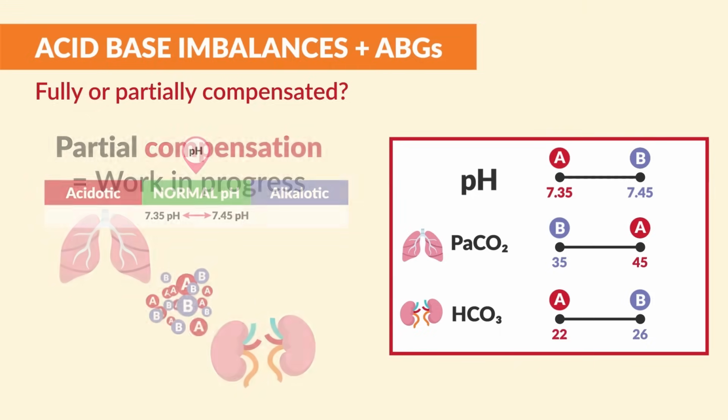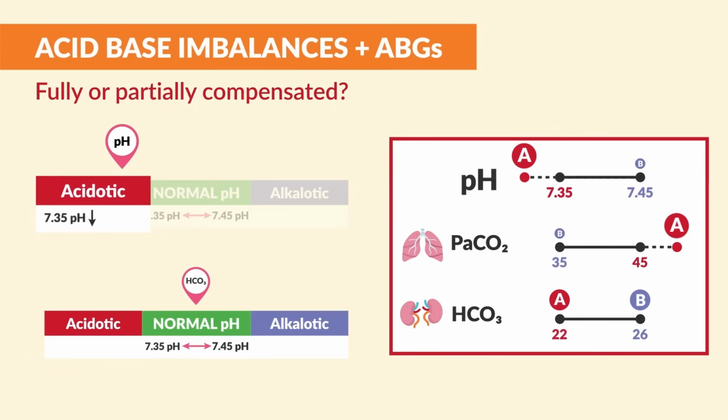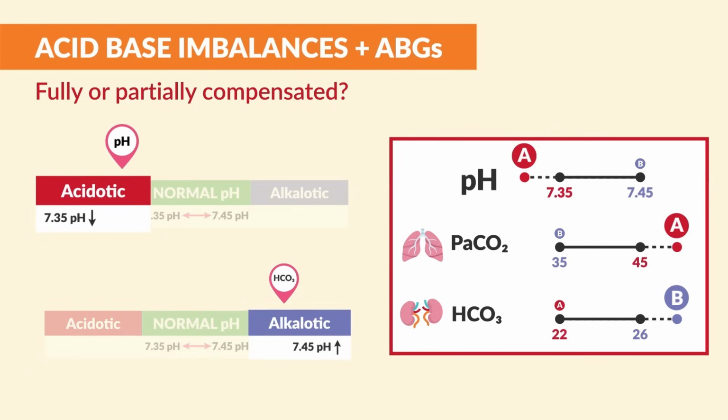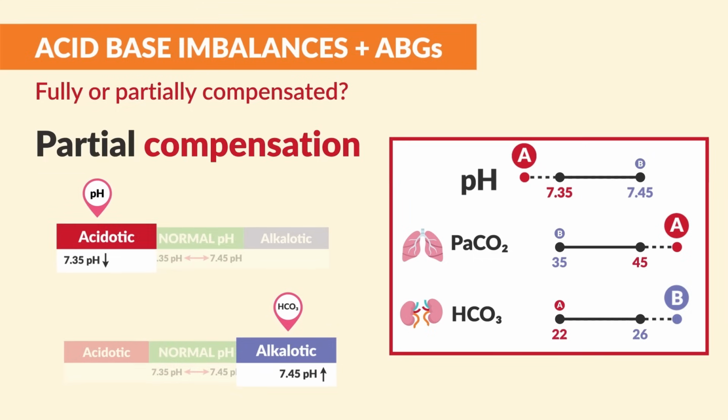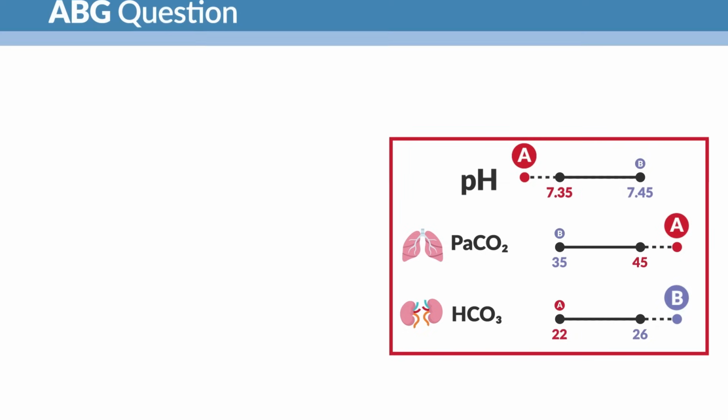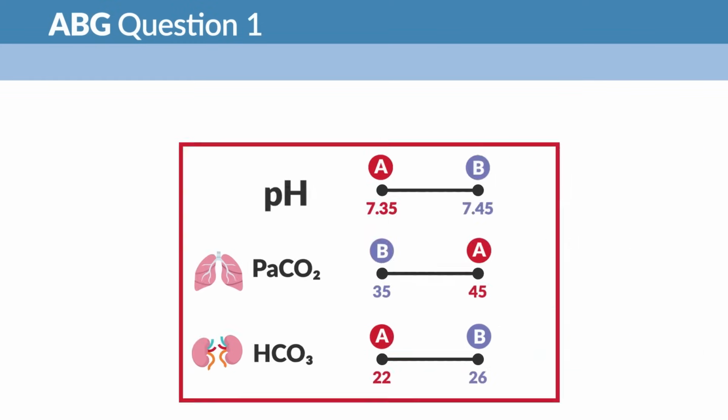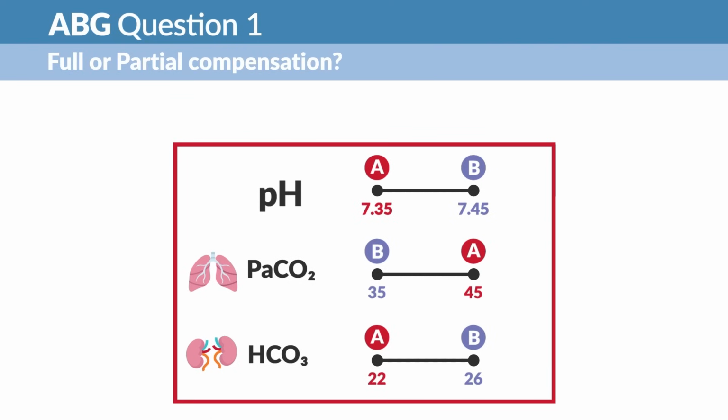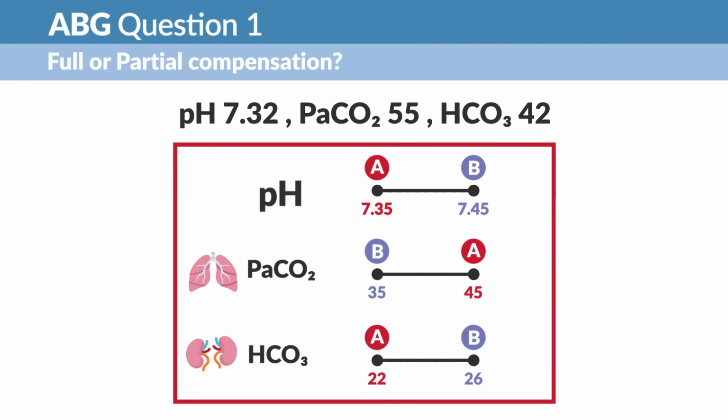So for example, say the pH is acidic. Then bicarb, that base, will try to increase to balance it out. If pH is still acidic, but bicarb is high, then it's partially compensated. So let's do an example question to see this in action. ABG question 1, full or is it partial compensation? So looking at our numbers here, pH is 7.32. We have a CO2 at 55 and HCO₃ at 42. So we fill out our marching band suit like normal.